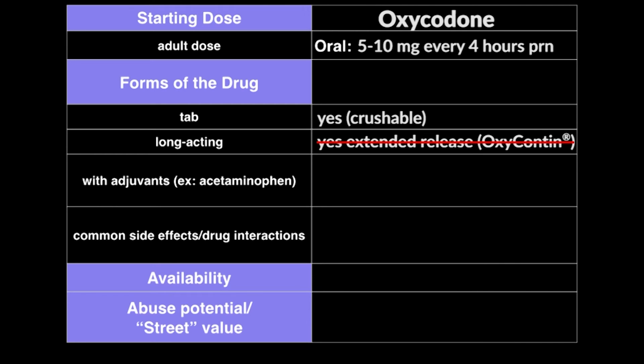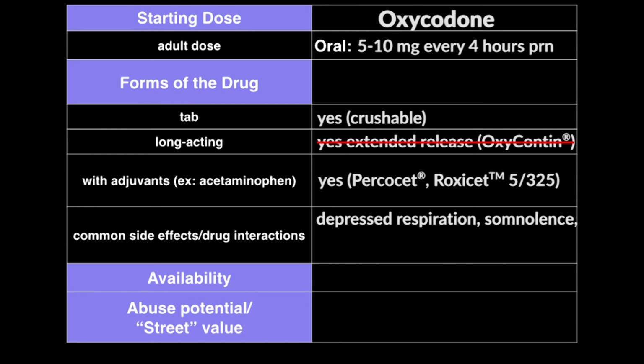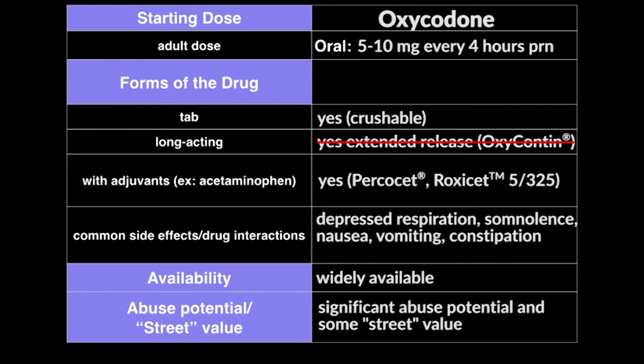It's available with adjuvants such as acetaminophen, and the common side effects of all opioid medications would be expected: depressed respiratory drive, somnolence, nausea, vomiting, and constipation. The oxycodone is widely available at outpatient pharmacies, but there is significant abuse potential, and diversion may be an issue, and thus the practitioner should consider a small number of doses, for example, 2 to 3 days supply, and follow up in several days' time.